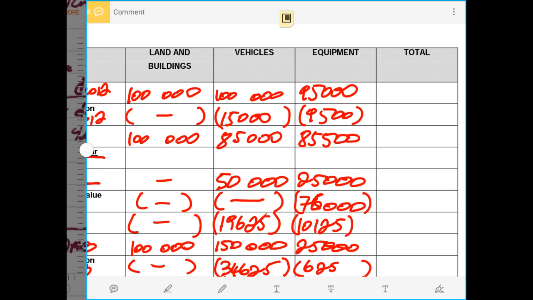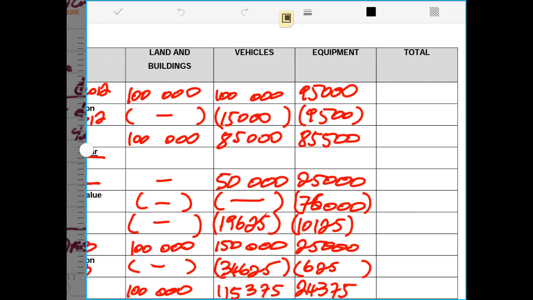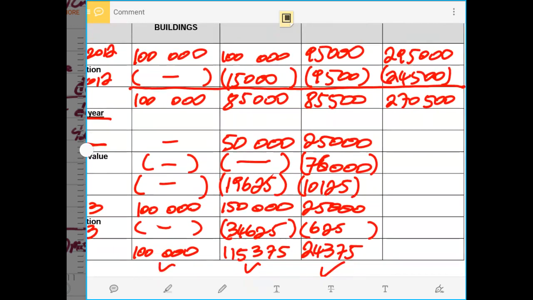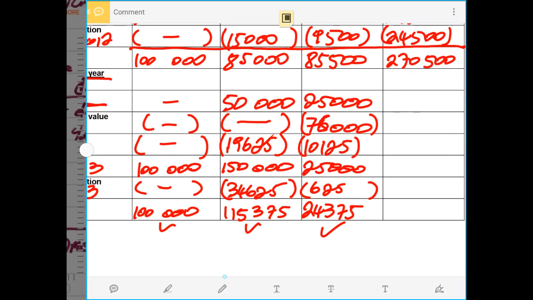Let us just add the 3. If you add, it will give us 295,000 rands. And add those, we will get to 24,500. Make sure that still remains in brackets. That will be 270,500. Normally there will be a bold line there separating the two. Then after, we scroll and we calculate the next totals.